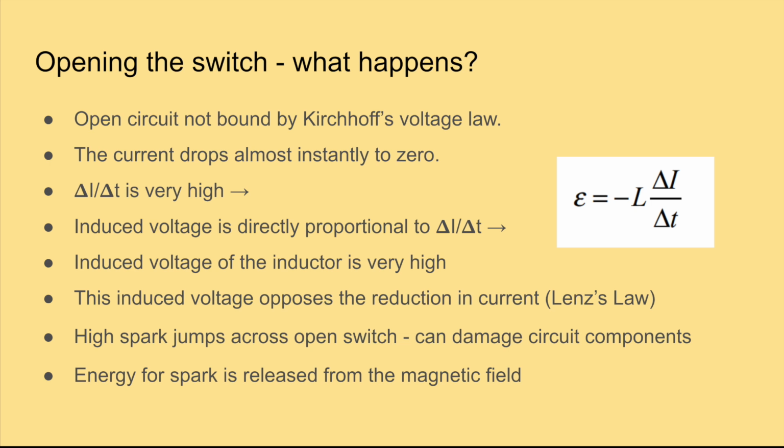Now, induced voltage is directly proportional to that rate of change of current, so it will also be very, very high. This induced voltage, remember, opposes the change that tried to cause it in the first place. So it is trying to stop the current from stopping. And what happens is all the energy that was stored in the magnetic field is released as a really big spark that jumps across the open switch. And that spark can damage circuit components.